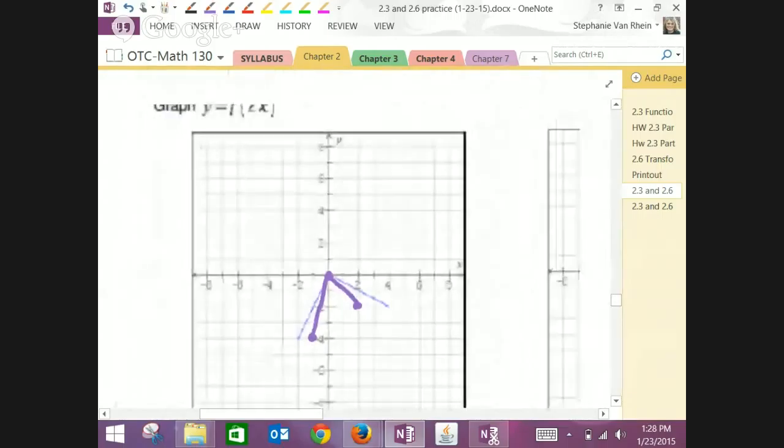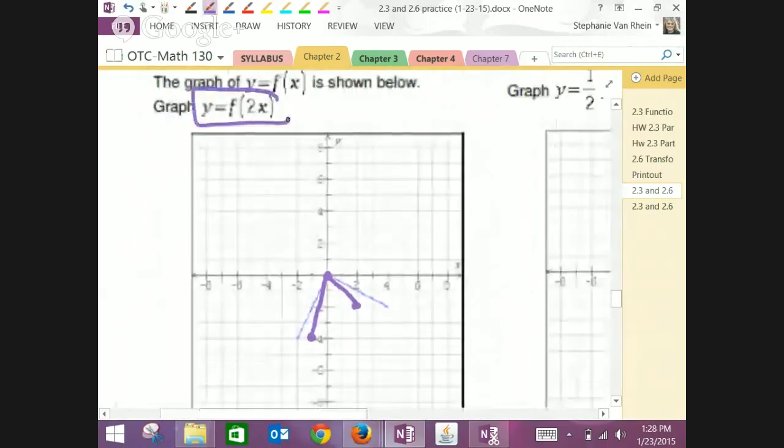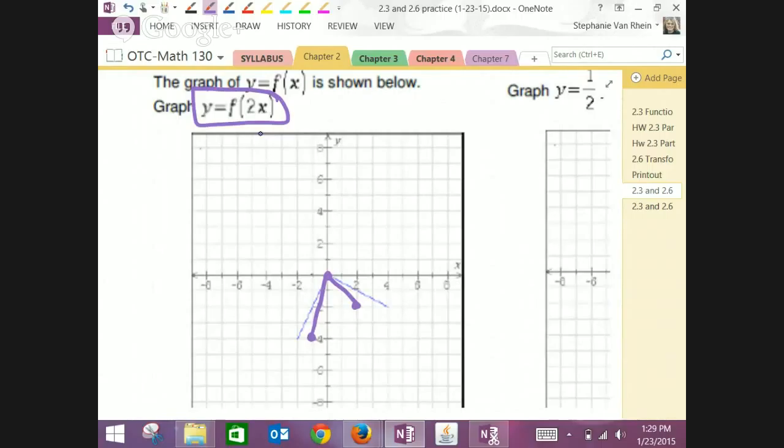So the 2 inside the parentheses took the domain and shrank it by a factor of 2. It didn't change the range. Your lowest point and your highest point are still your lowest and your highest point. It just happened much faster. Think of it like watching a movie in double time: the exact same things happen, it just happens faster over a shorter period of time.